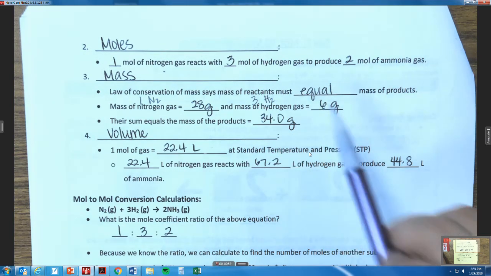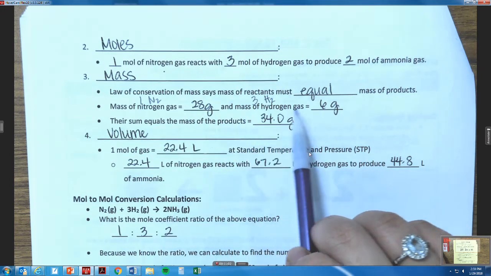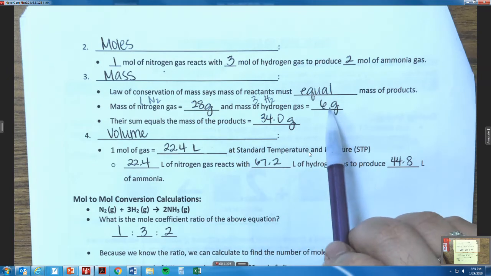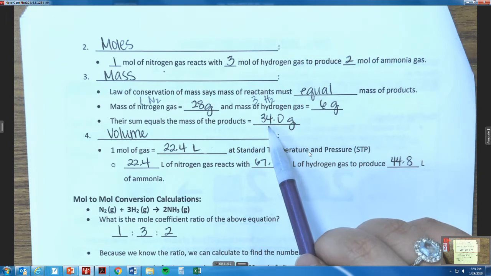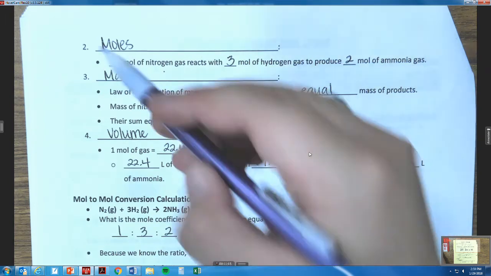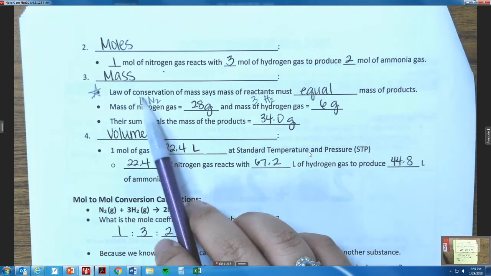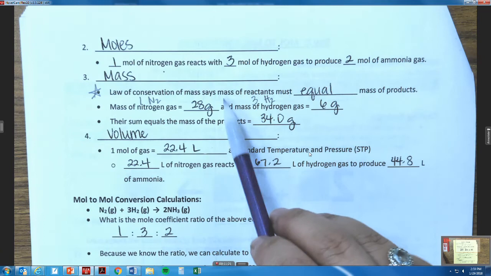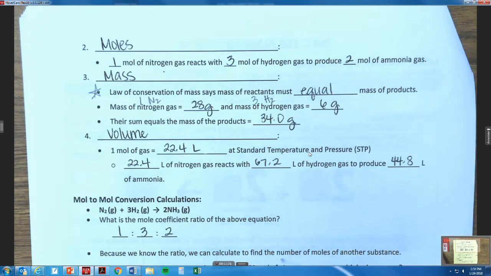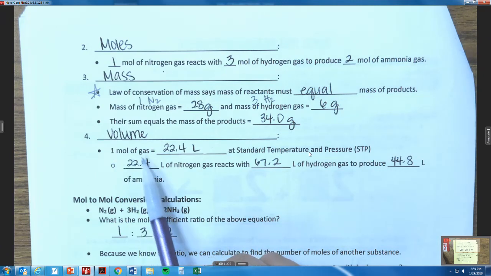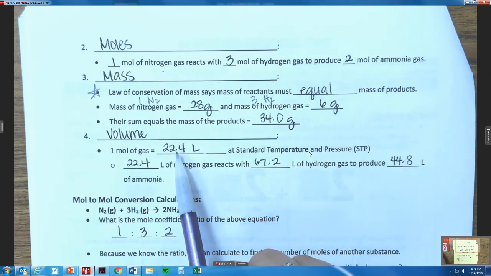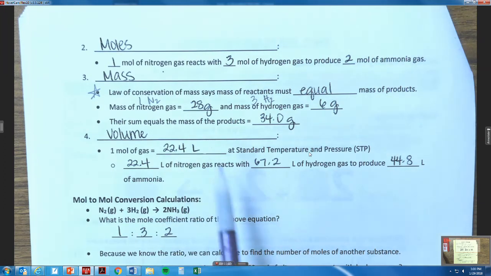6 times 1 is 6. So if this is the mass of our reactants, 28 plus 6 is going to equal 34, which is also the same as the mass of our products. The main thing you should get from that is that the law of conservation of mass says that the mass of the reactants must equal the mass of our products. And then lastly on our mole map, we have volume. Remember that our conversion factor for volume is that 1 mole of gas is equivalent to 22.4 liters at STP.